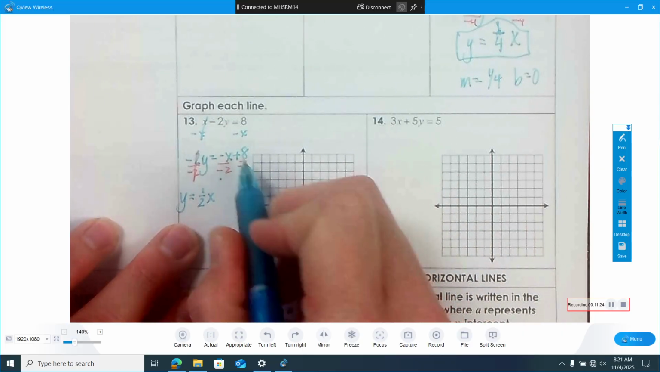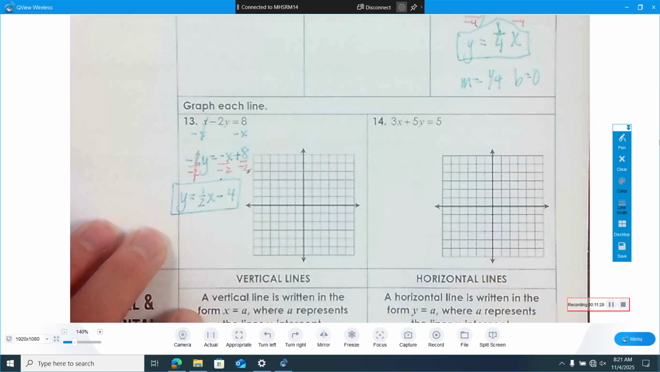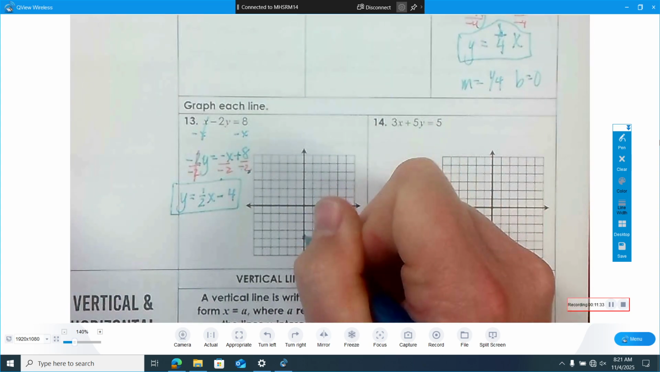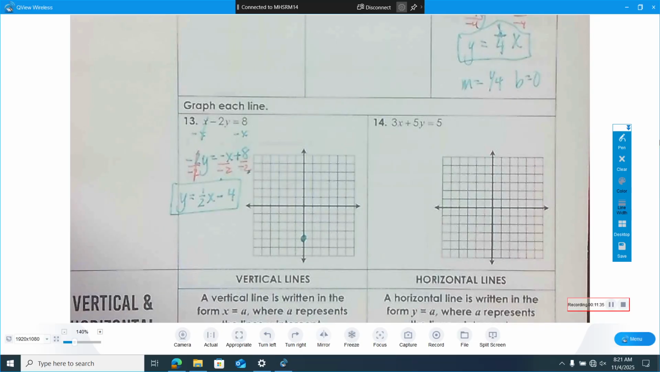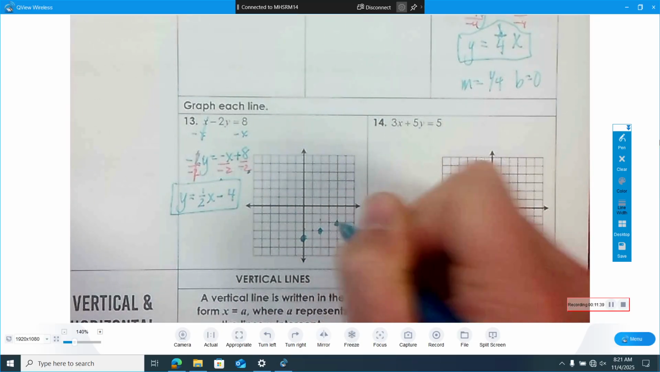Minus 4. Good. Positive divided by negative is negative. All right, so here we are in slope-intercept form. So where do we begin? Negative 4. 1, 2, 3, negative 4. And what's our slope? Up 1, right 2. Up 1, right 2.